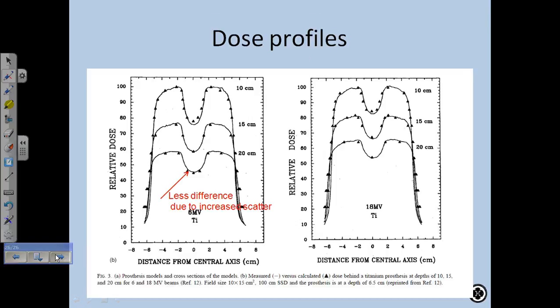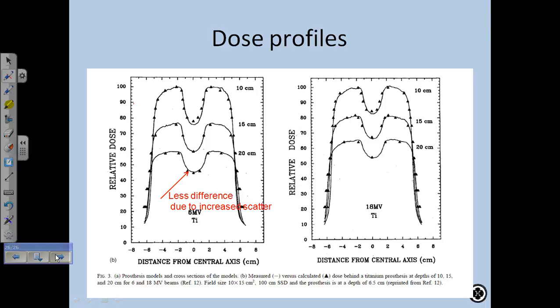So these are a couple of graphs that show you the effect of dose profiles on the downstream side of the metal hips. This one here is a 6 MV. Measured versus calculated height versus depths at different depths for 6 and 18. Okay, so this is a 6 MV beam, and they have measured and calculated values. I'm not sure how they calculated it. It's probably in the protocol.